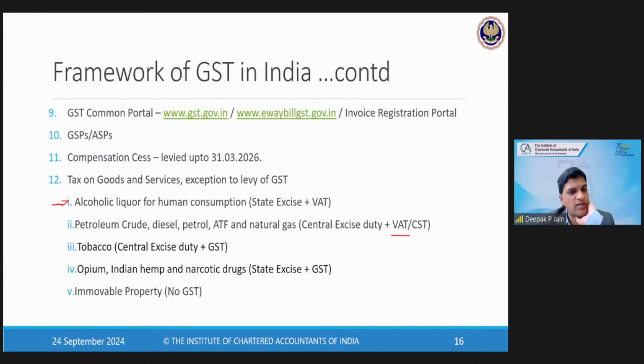Petroleum products don't come under GST. You're right. So on these 5 petroleum products, GST is not applicable. So on alcoholic liquor for human consumption and 5 petroleum products, GST doesn't arise. So GST arises only on tobacco and opium, Indian hemp, and narcotic drugs.